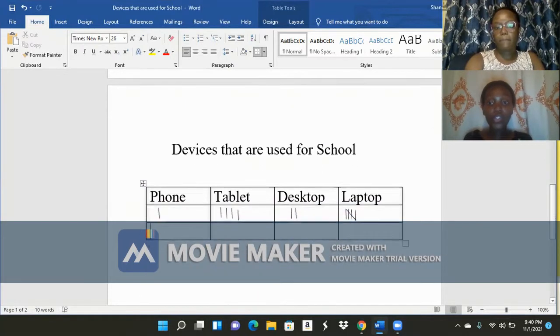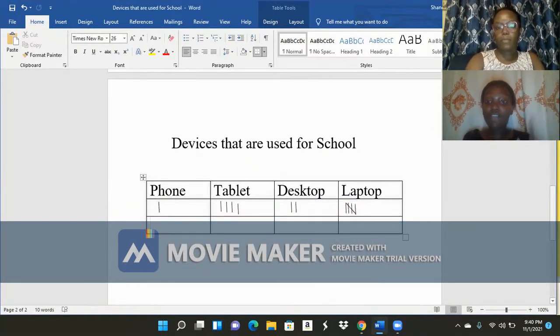So you said that for phone, only one person has a phone. So we're going to put the numeral 1 right there. For the tablet, we only have 4 persons using tablet. So we're going to put the numeral 4. For the desktop, only 2 persons are using it. So we're going to put the numeral 2. And on the laptop, we only have 5 persons. So we're going to put the numeral 5.